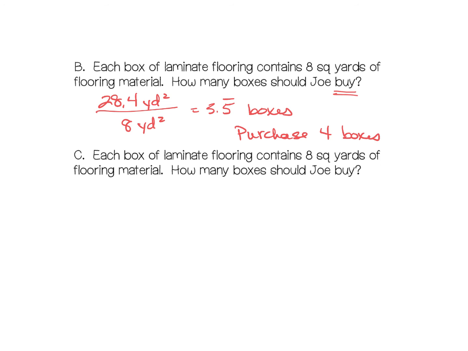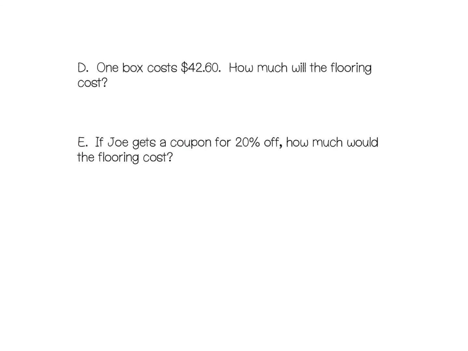All right, then part C says each box of laminate flooring contains 8 square yards of flooring material. Oh, well, it's just the same question again. All right, well, we can ignore that one. Okay, if one box costs $42.60, how much will the flooring cost? Okay, so keep in mind we are purchasing a total of 4 boxes. Okay, so 4 times $42.60. So $42.60 times 4 gives me $170.40.